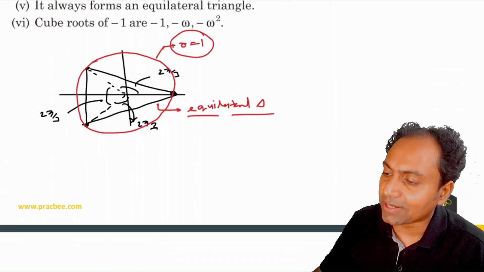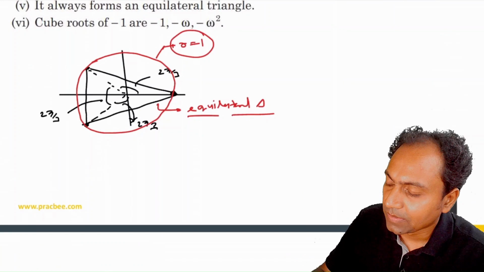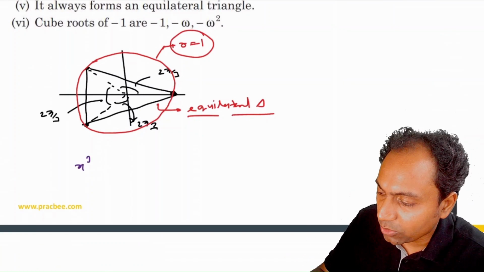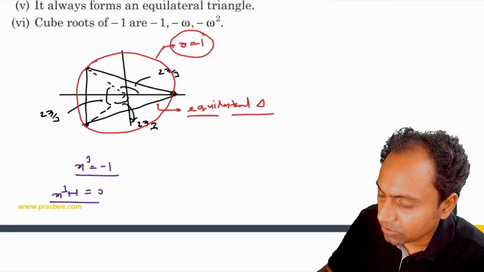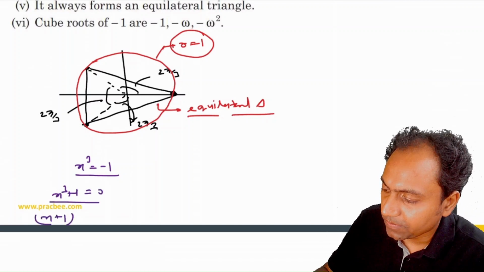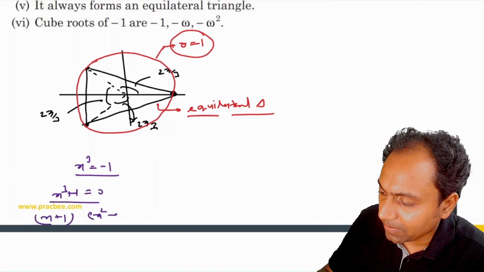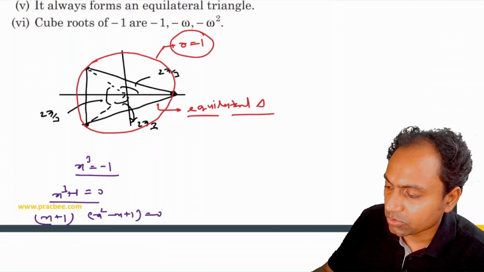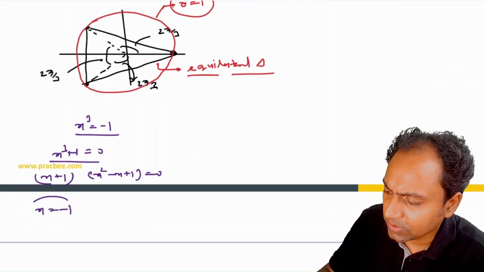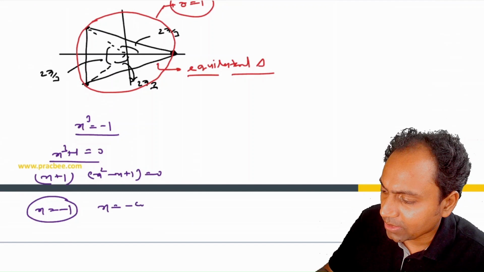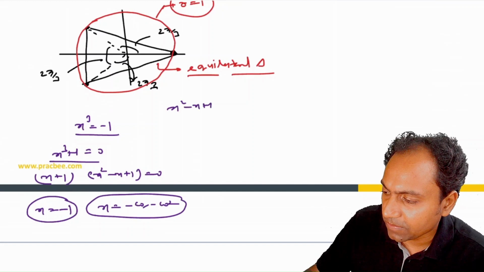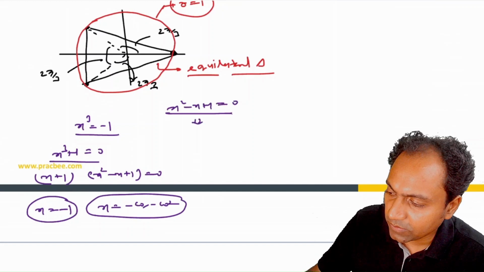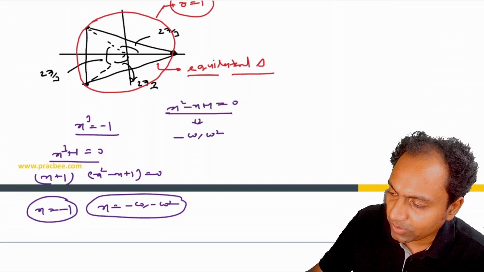One more idea that comes handy while solving problems is, instead of 1, if I take cube roots of -1, this will become x cube plus 1 equal to 0, or (x plus 1)(x square minus x plus 1) equal to 0. So you can see that one value comes out to be -1. And the other two values, if you find, come out to be minus omega and minus omega square. Now this is a very important result, especially if you have been given this quadratic equation. They're talking about roots of this equation. You can consider these as minus omega and minus omega square.